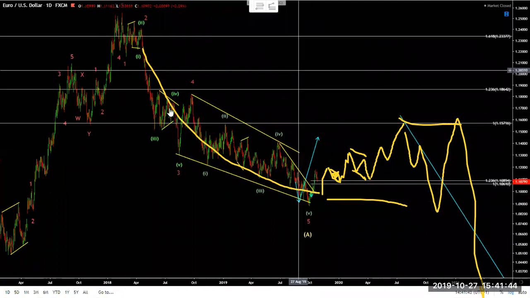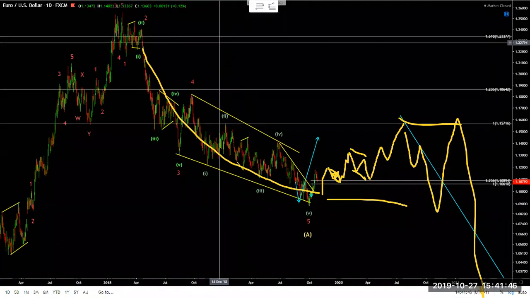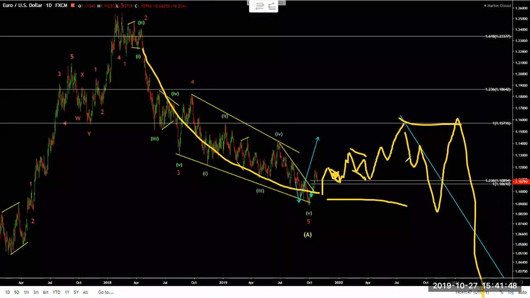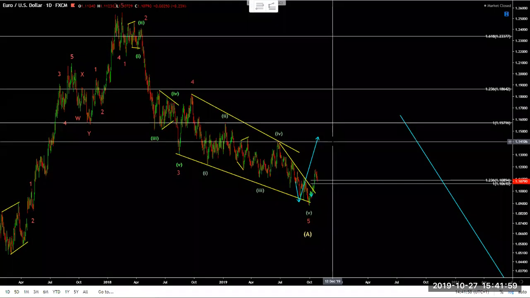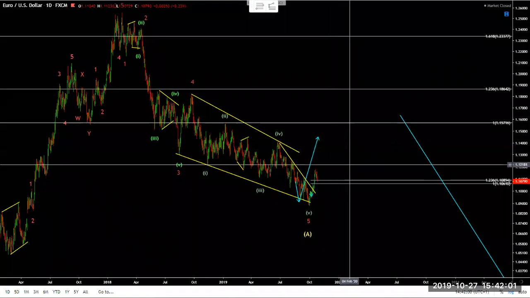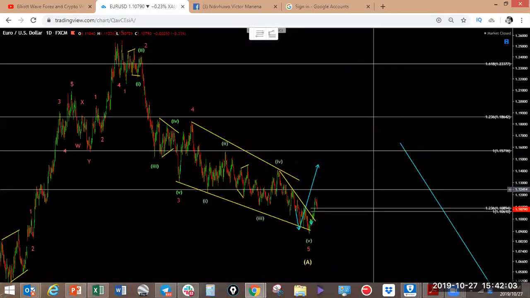So this could be the structure that we're looking at on Euro US dollar. It will take time, will be corrective, will be slow, because it's a correction anyway. But the move that we're looking for is the big move after the correction. Is this the move? Let's see here on the 4 hour what's going to happen. This pullback looks a little bit sharp, so let's have a look at what we're going to expect.